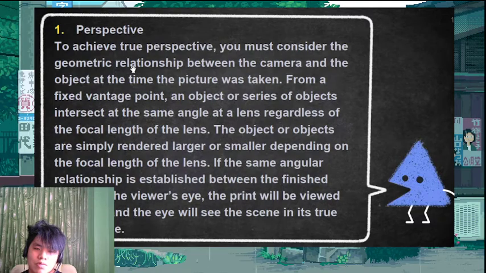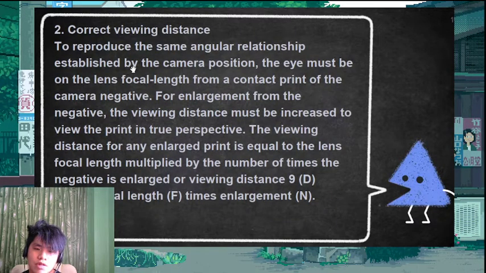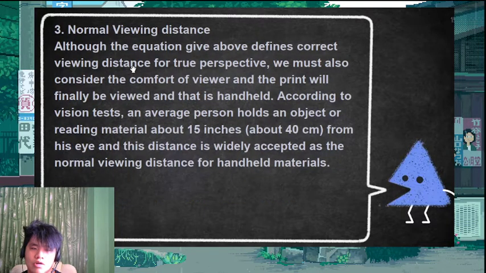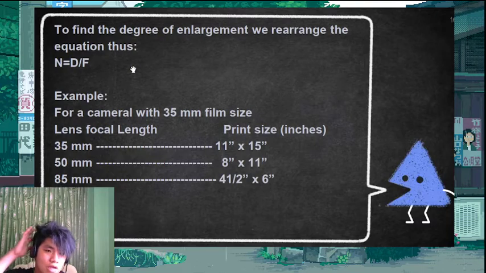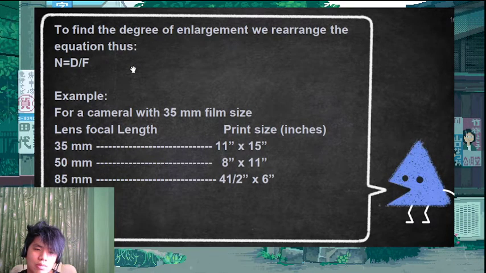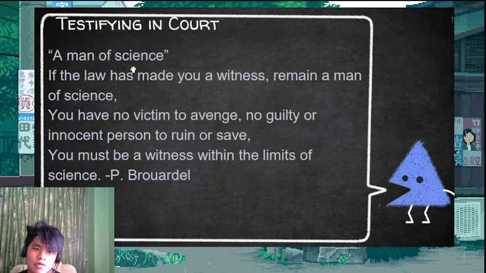So you just read these ones. Perspective, correct viewing distance, and the normal viewing distance. To find the degree of enlargement, we arrange it for a camera with 35 mm film size. The focal length of the lens you used should be: for 11 by 15, 50 mm; for 8 by 11, 85 mm; for 4.5 by 6.